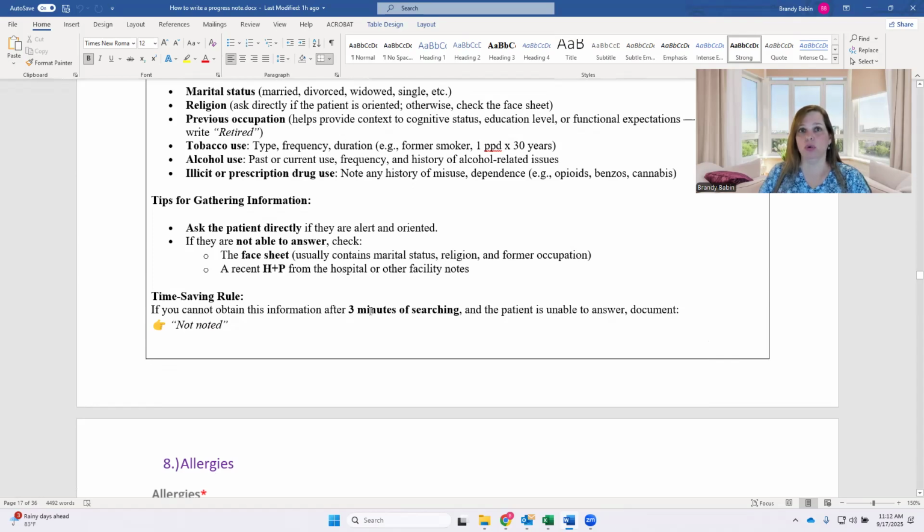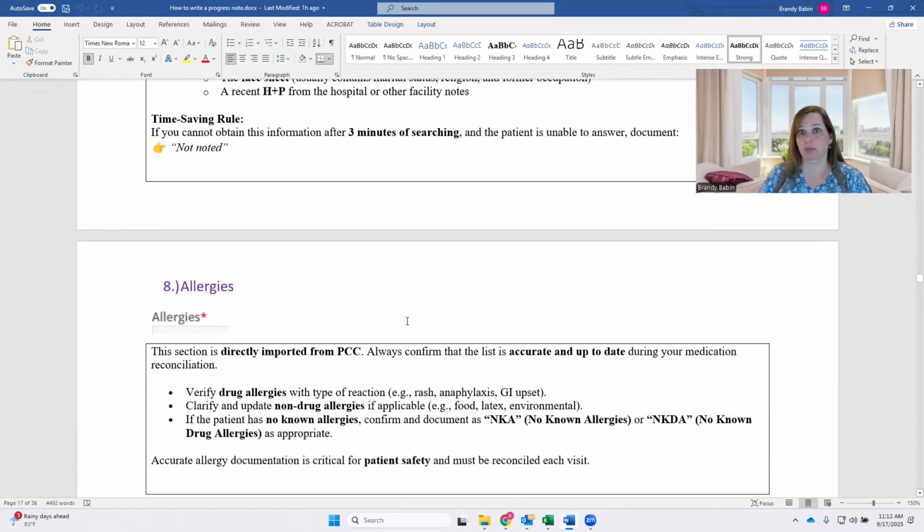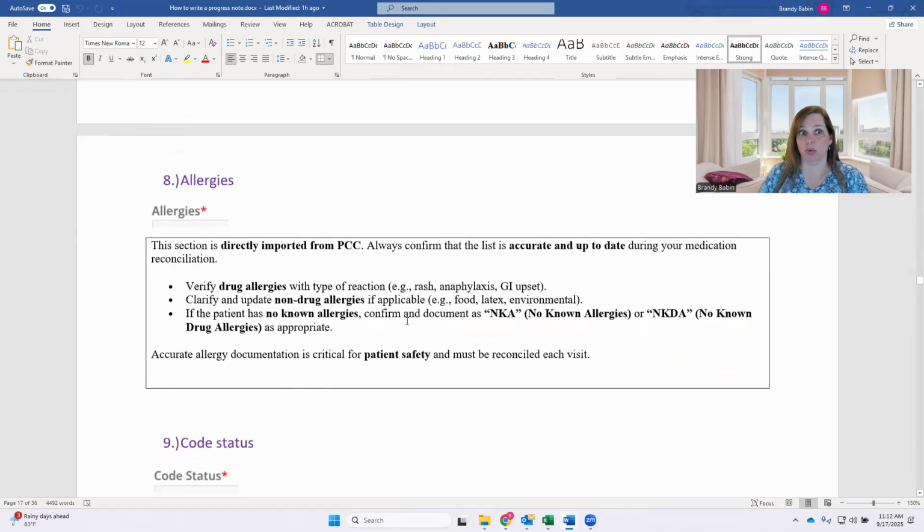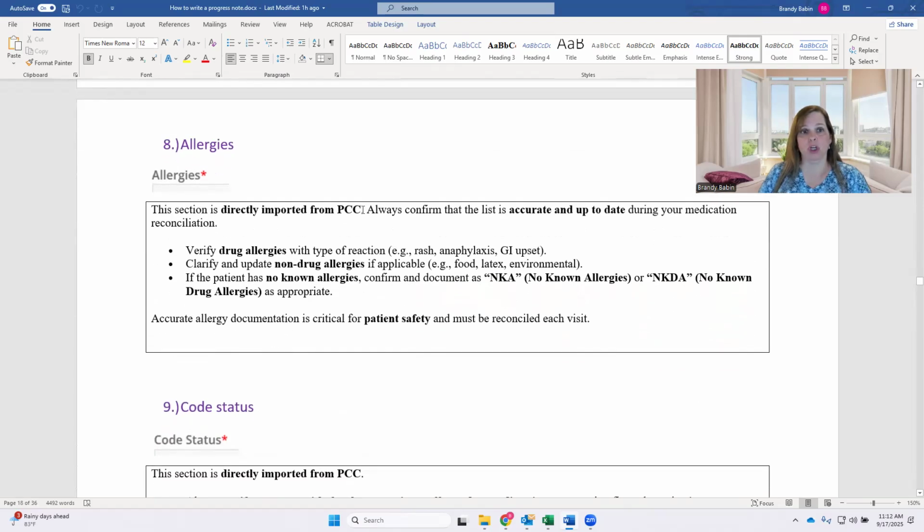Time-saving rule: if you cannot find anything, do not spend more than 3 minutes searching. Again, if you have an alert and oriented patient, I expect an answer on this. If your patient is not alert and oriented and you can't find it, then it is okay to write not noted because it's not noted in the chart or you were unable to find it. Your allergies come directly from Point Click Care. Just make sure they're accurate and up to date. Verify the allergies. Once you do that, they should be up to date unless they have a new reaction while you're the NP there.